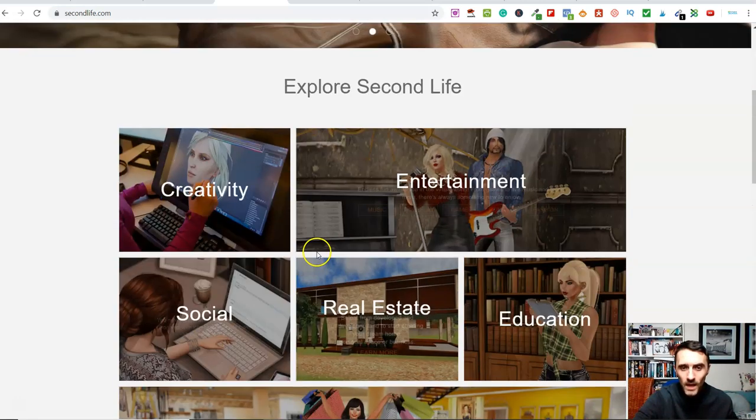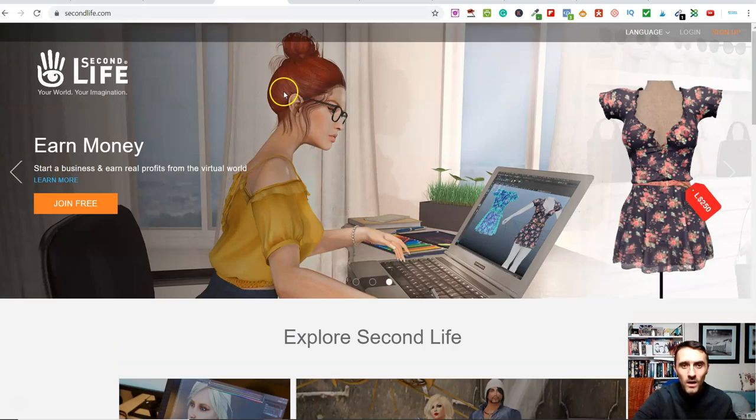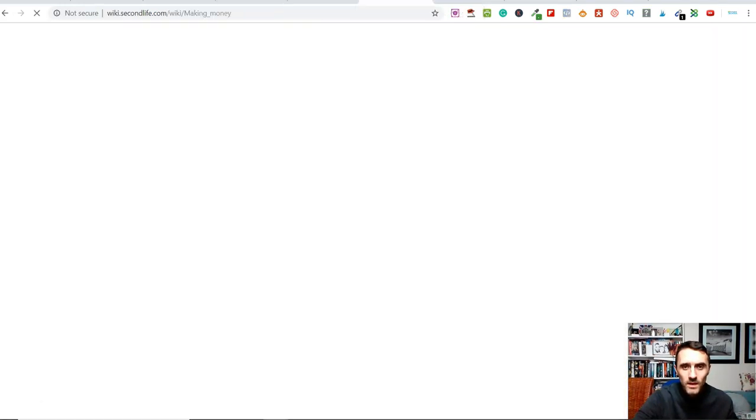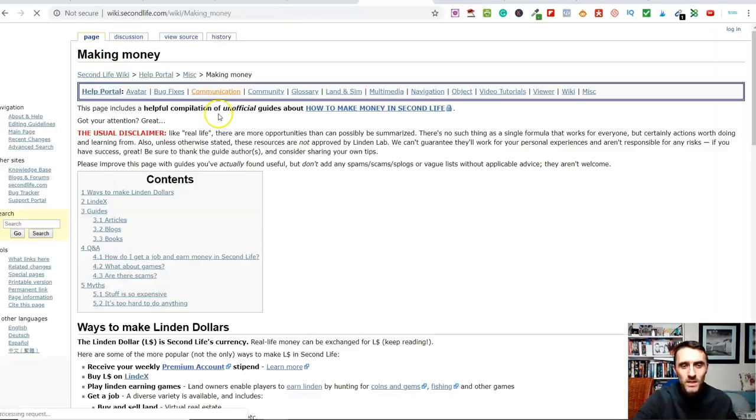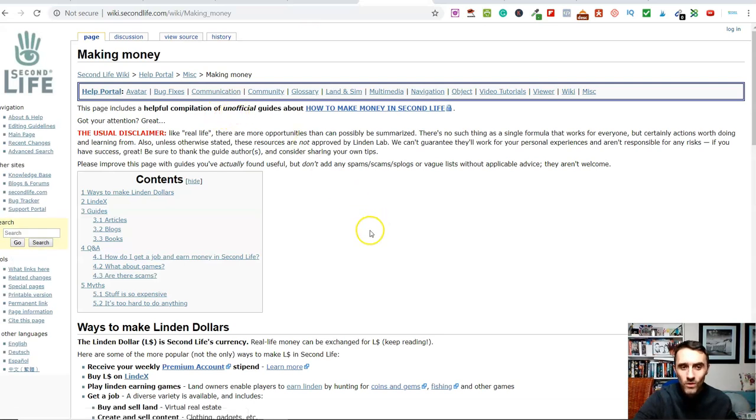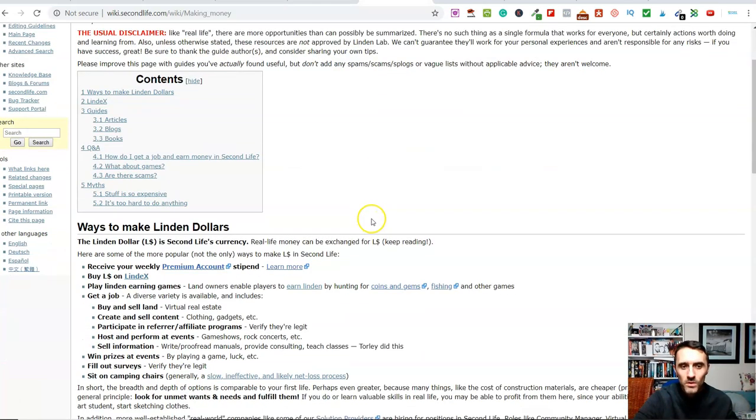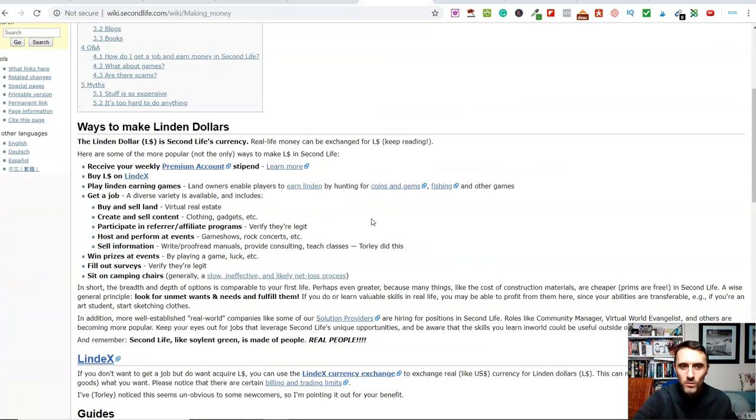So on here, how can you make money from this? Well, they have this platform here, which is called Second Life. And again, I'll drop a link to this below for you. You can make money on here in a number of ways, and it focuses around this thing called Linden Dollars. So within Second Life, their currency, if you like, is called Linden Dollars. And then you can change those Linden Dollars for proper US dollars, basically.